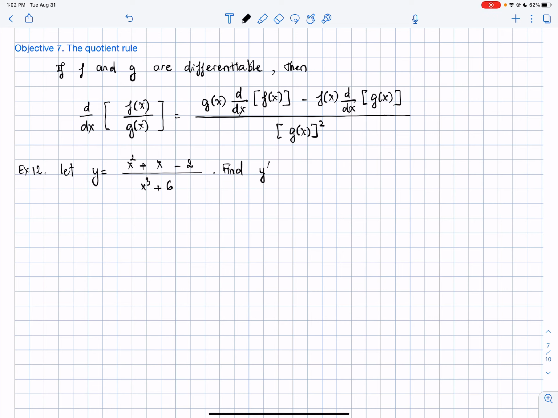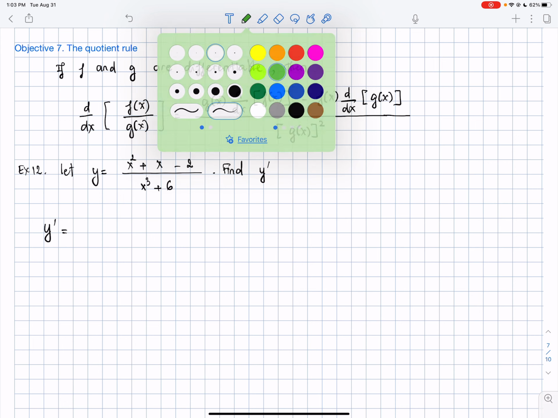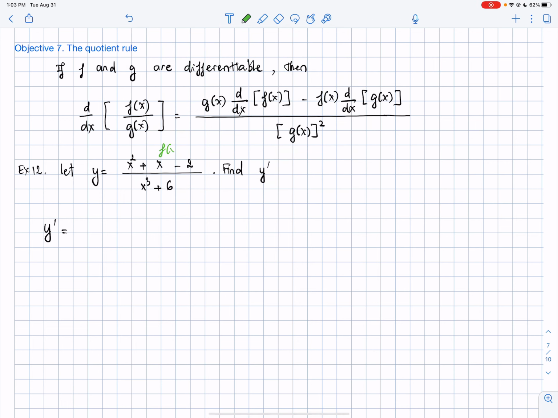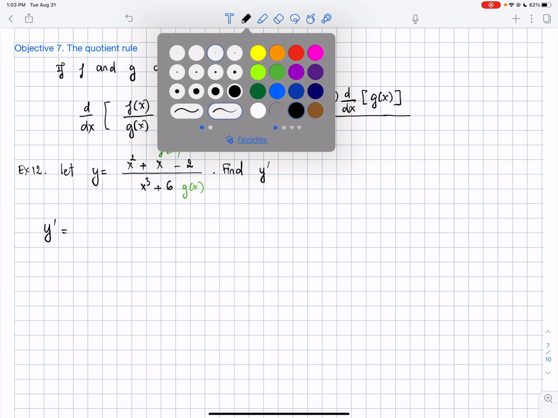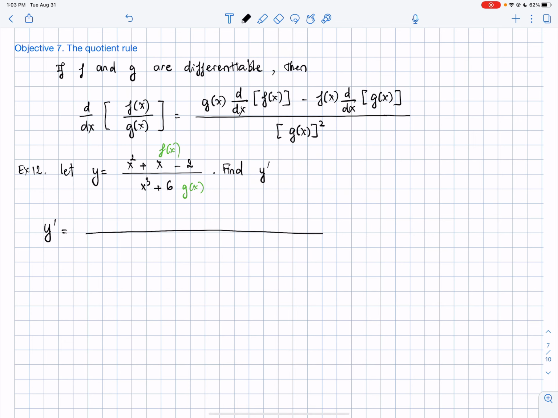We will apply this rule for problem 12 because in problem 12 we have a quotient. So to find y prime, you can think of the top as f of x and the bottom as g of x. Then we apply the rule. So we write out g of x again.